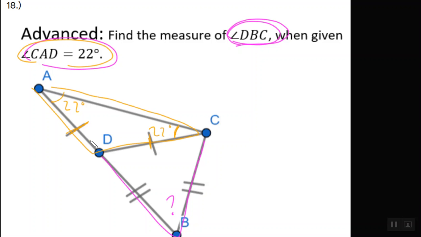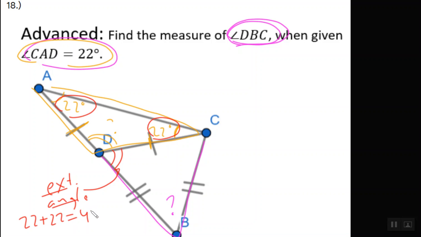Now recall, how in the world are we going to find this vertex angle? Well guys, the truth is, we don't even need to. Why? Because this right here is an exterior angle. Remember the rule, guys. We can add up any two remote interior angles and they will equal the exterior angle. So what is 22 plus 22? Well, that is 44. So that will be 44 as well.